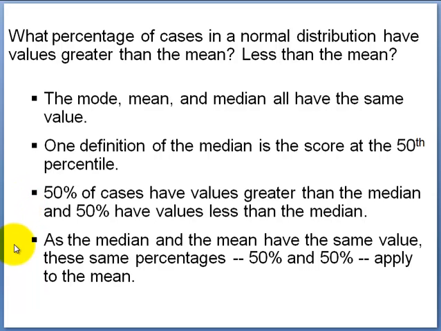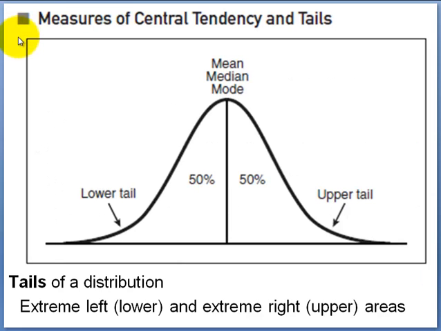Finally, the mean and the median have the same value and these same percentages. 50% of cases are below the mean and 50% are above the mean. These same percentages apply to the mean. And we're just popping back to the prior slide to show you visually, indeed, that 50% of cases are below and 50% of cases are above the mean in a normal distribution.